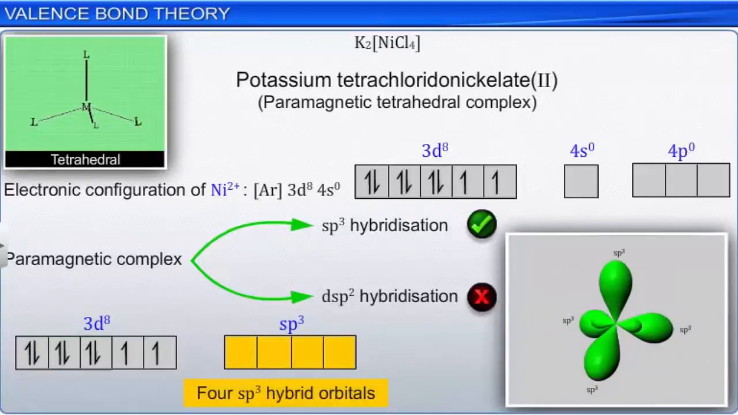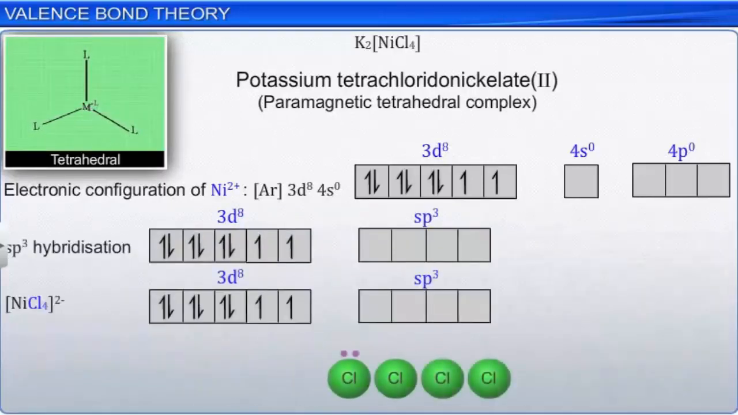The 4 electron pairs donated by the 4 ligands are accommodated in the hybrid orbitals. Hence, the given complex assumes tetrahedral geometry.